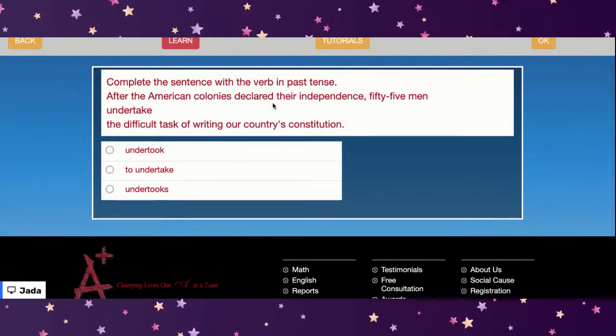After the American colonies declared their independence, 55 men undertake the difficult task of writing our country's constitution. So it has to be undertook. Okay? Undertook. So not undertake, because you have to write it in the past tense format. And the past tense is undertook.